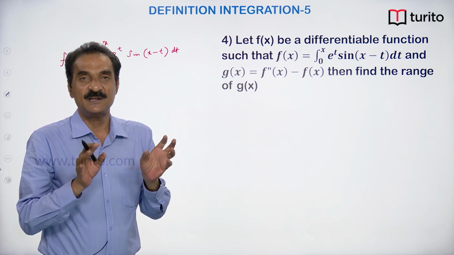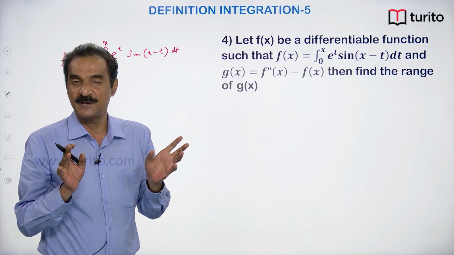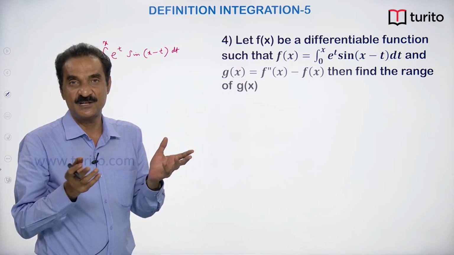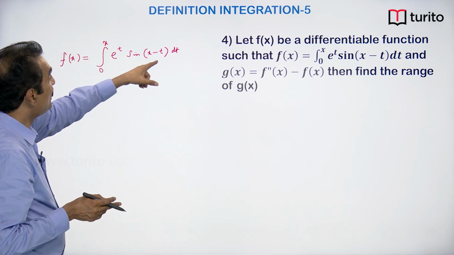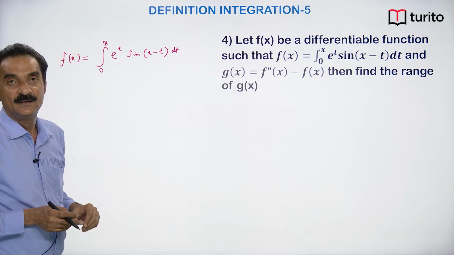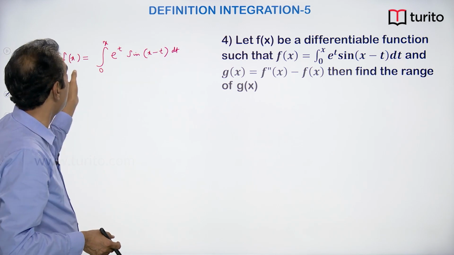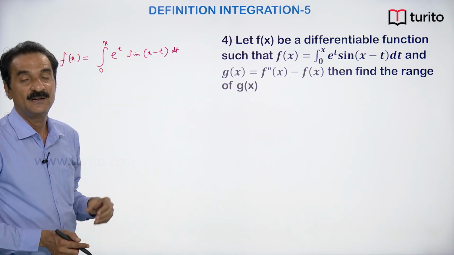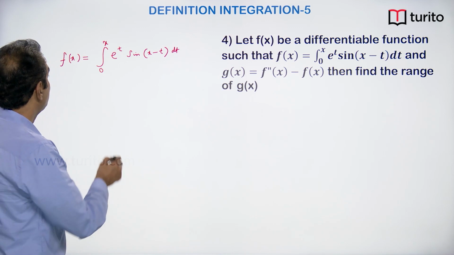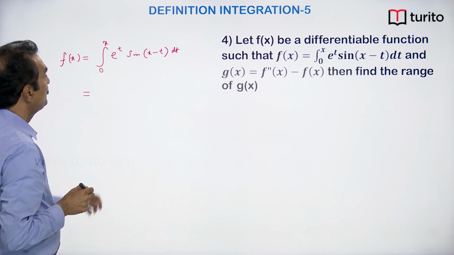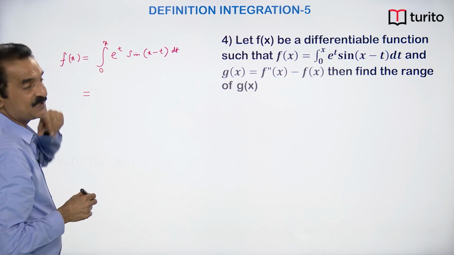Usually when x and t are there, we treat them as independent variables, but here the limit of t is x. So we cannot directly treat x as a constant and differentiate with respect to x. So what we do is, first we apply a property of definite integral.